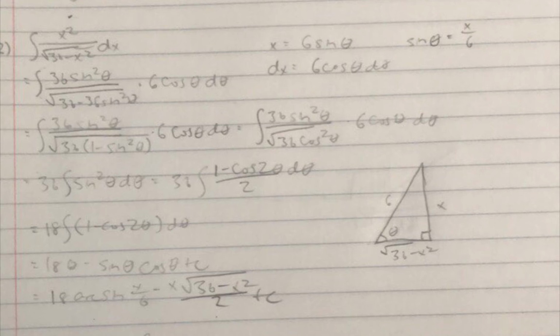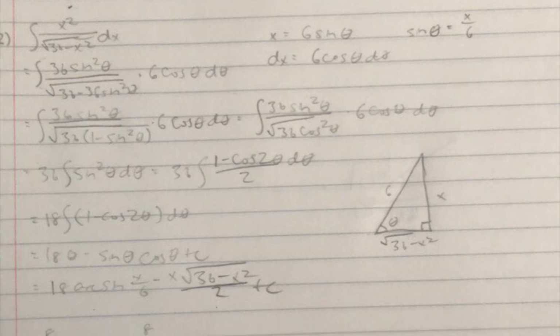Using sine 2 theta equals 2 sine theta cosine theta, we get 18 times theta minus sine theta cosine theta plus c. The theta becomes arc sine of x over 6 because of the triangle method. And then we know that sine theta is x over 6, so we can plug in x over 6 for sine theta, and that's multiplied by cosine theta, which is the square root of 36 minus x squared over 6. Once plugging all that in, we get 18 arc sine of x over 6 minus x times the square root of 36 minus x squared over 2 plus c, and that's our final answer.